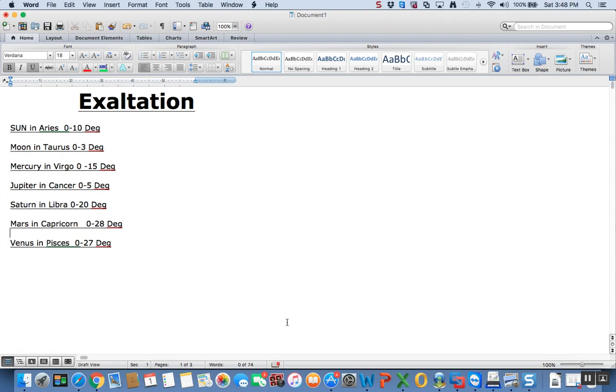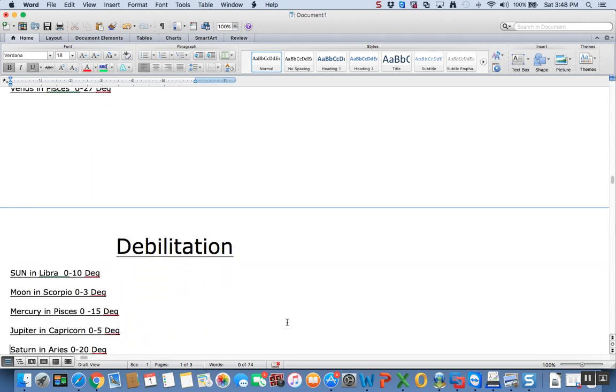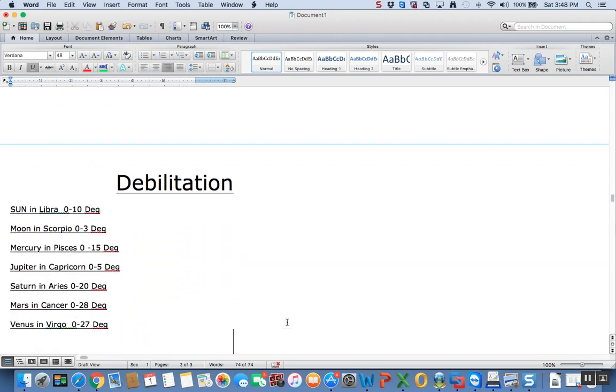In that case, Sun will be debilitated in Libra, the degrees remaining the same, Moon in Scorpio, Mercury in Pisces, Jupiter in Capricorn, Saturn in Aries, Mars in Cancer, and Venus in Virgo. So it's very important to learn the debilitation and exaltation rashi of each of these planets.